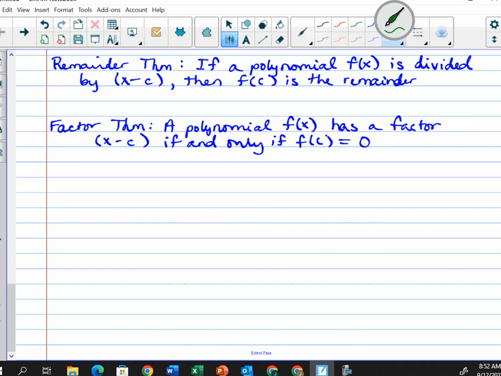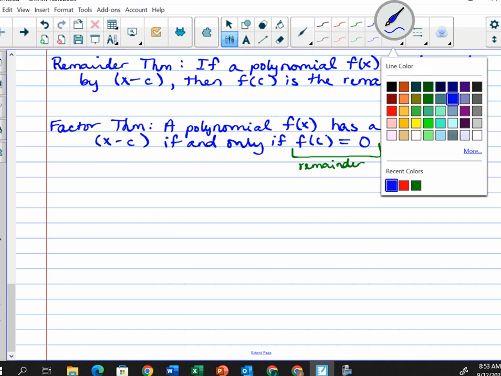So for this one, guys, what did we just learn that f of c represents? In the last one, we did the example with negative 16, which was the remainder, right? So if the remainder is 0, then whatever you divided by is actually a factor of your polynomial. That's all that's telling you. So whatever you divided by is a factor? Yep. So like up here.